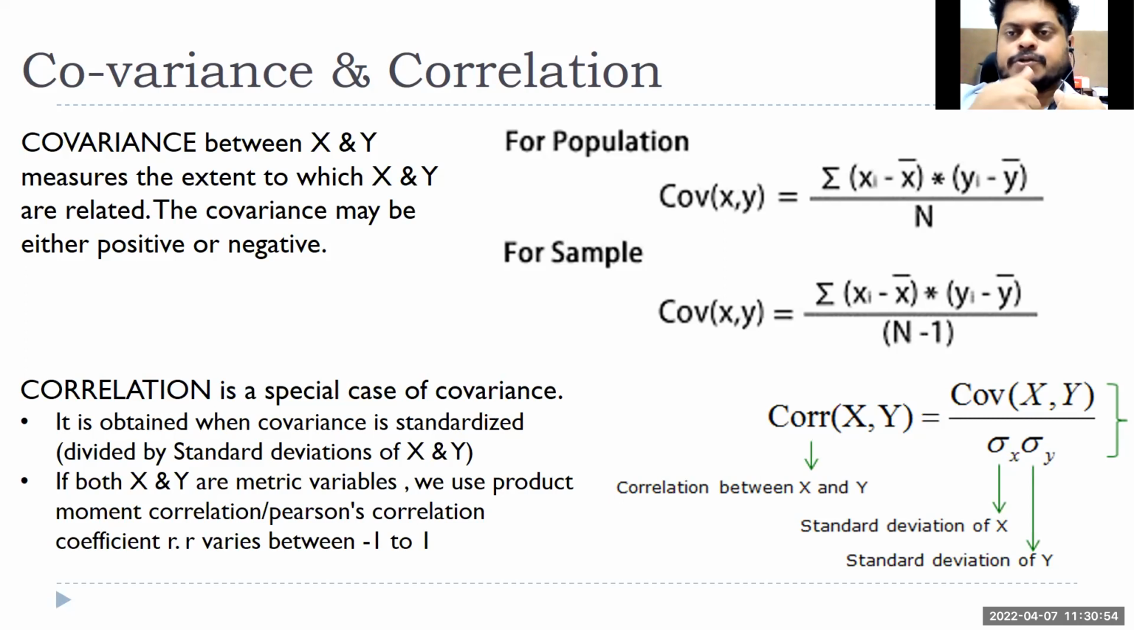Correlation is standardized covariance. Then the question is, what does covariance mean? Covariance means, like the name suggests, how two variables vary together. Whether they move in the same direction or in the opposite direction, or there is no relationship between their movements.